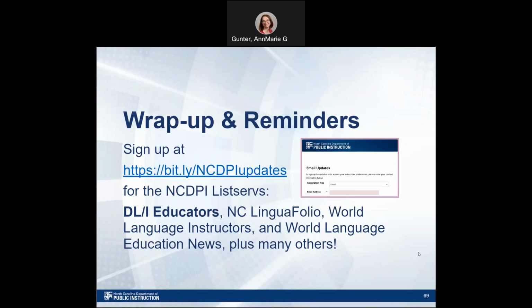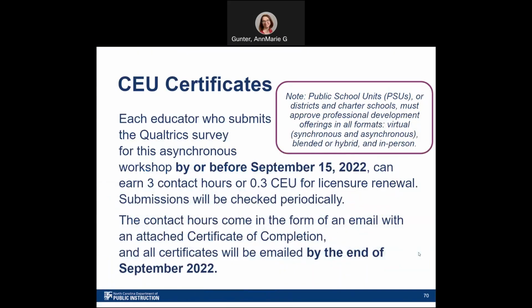This is just a reminder that your CEU certificates, once you submit your survey, will be sent to you. Your survey responses are considered. And of course, as it says in the survey, you need to have them scored and get 80% or higher for your score, for your grade, if you will. But you can submit your Qualtrics survey with all of your responses up through September 15th of 2022. If you do that successfully, you'll get a certificate of completion emailed to you by the end of September with 3 contact hours or 0.3 CEUs for license renewals. Submissions will be checked periodically, but we'll make sure to get everything back out by the end of September.